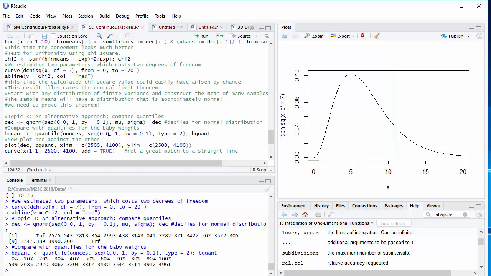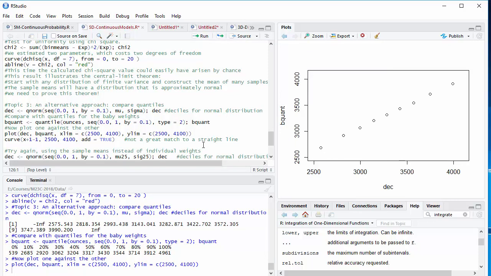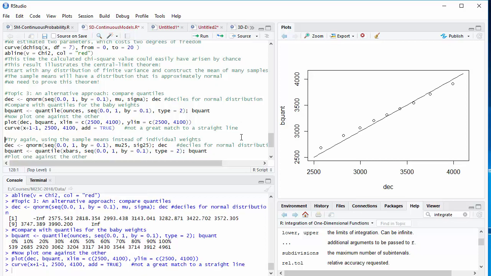Now I can plot one of these against the other. So I'm going to plot the deciles for the normal distribution against the quantiles for the baby weight distribution. And if there's a perfect matchup, they should lie on a straight line. It took me a while to find out that curve will not take x as a formula for a function for its first argument, but it turns out to be happy with x plus 1 minus 1. And that doesn't really lie very well along a straight line. It's above the line here, below the line there.